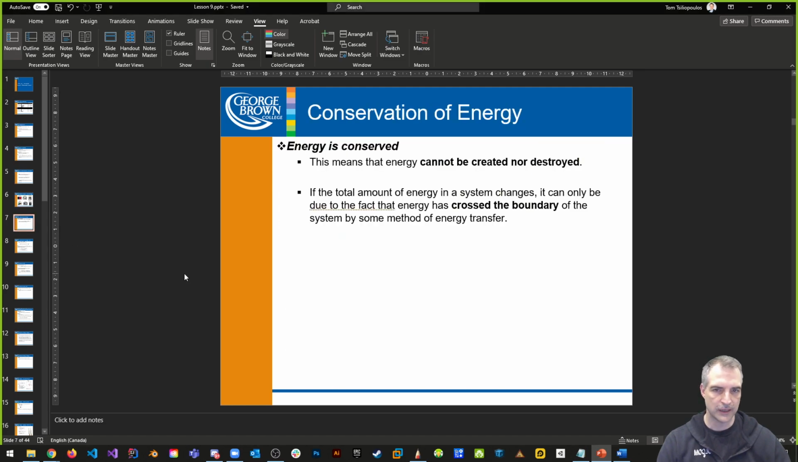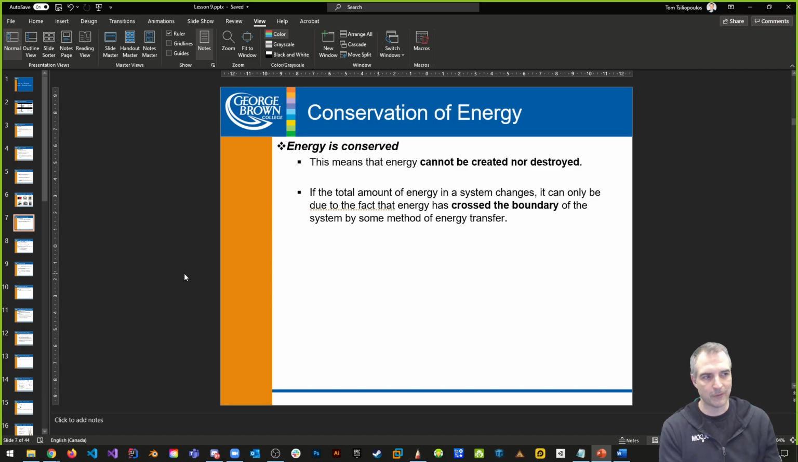Let's talk about the conservation of energy. I mentioned it in the last lecture, where I said that energy is conserved. When we think about the conservation of energy, it's that energy can neither be created nor destroyed, just transferred. This is the law of conservation of energy. And the other one is, if the total amount of energy in a system changes, it can only be due to the fact that energy has crossed the boundary somehow. So from somewhere to somewhere.